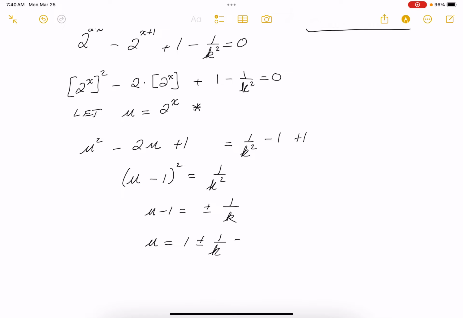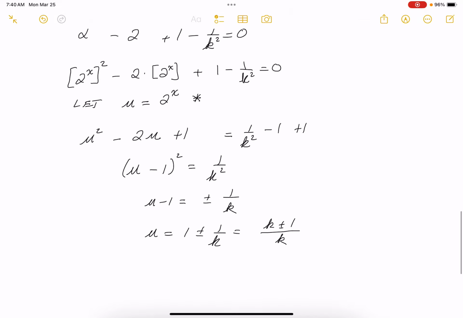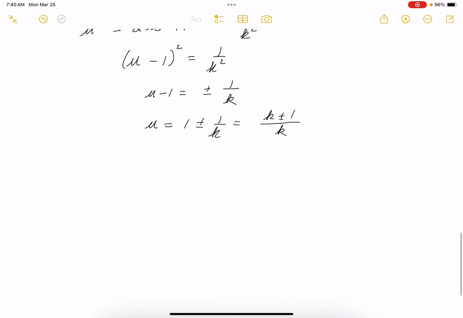I'm going to write it a little differently. I'm going to write this as 1 plus or minus 1 over k is equal to u. Let me keep moving. And I've got to remind myself what u is. And u is 2 to the x. I'll put this over here. 2 to the x equals 1 plus or minus 1 over k.